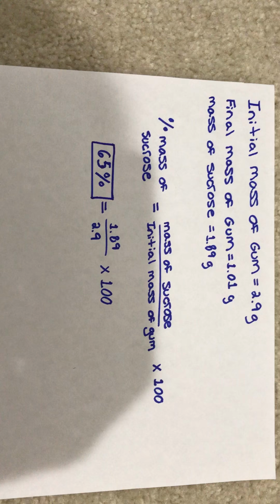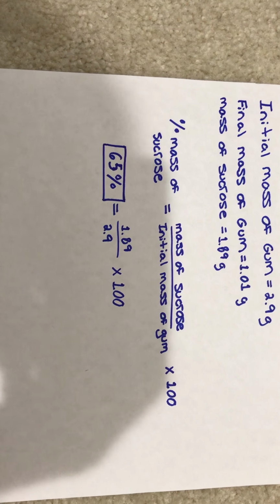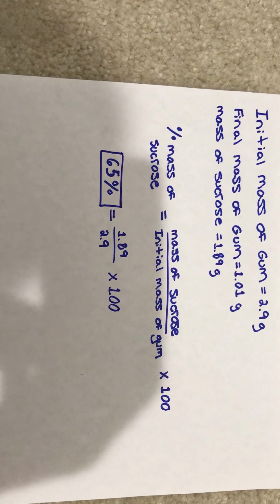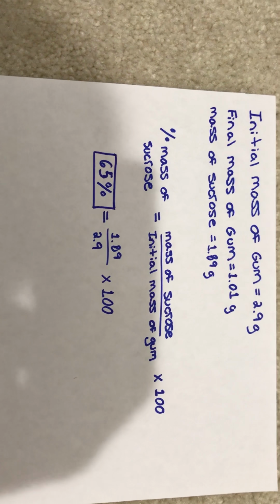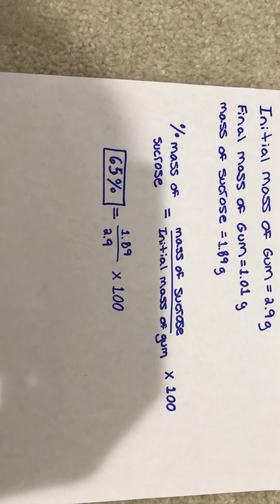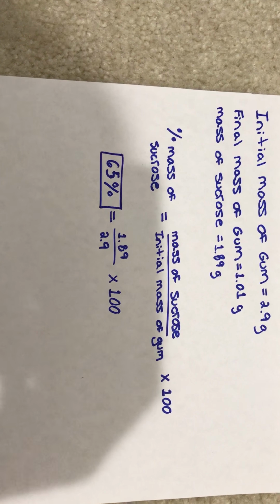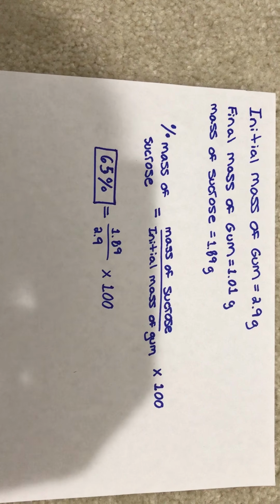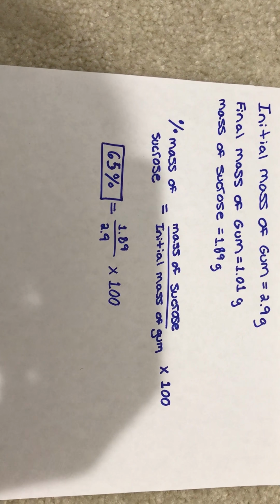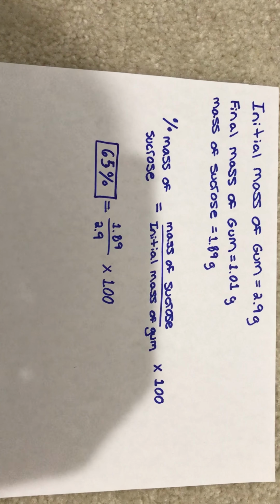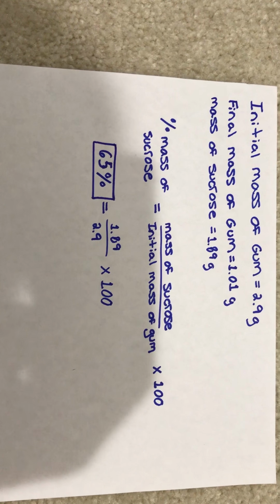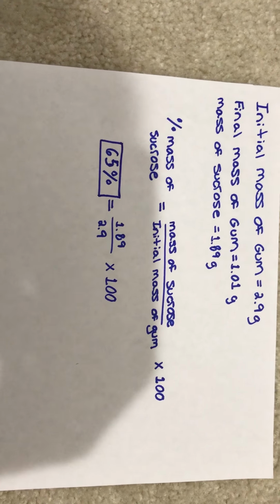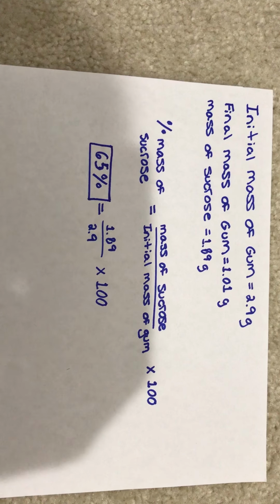So to start, we measured the initial mass of the gum, which was 2.9 grams, and then we chewed the gum until the gum had no flavor left and there was no sugar left. We weighed that and we got 1.01 grams. So to find the total mass of the sucrose in the gum, we did 2.9 minus 1.01, and we got 1.89 grams.